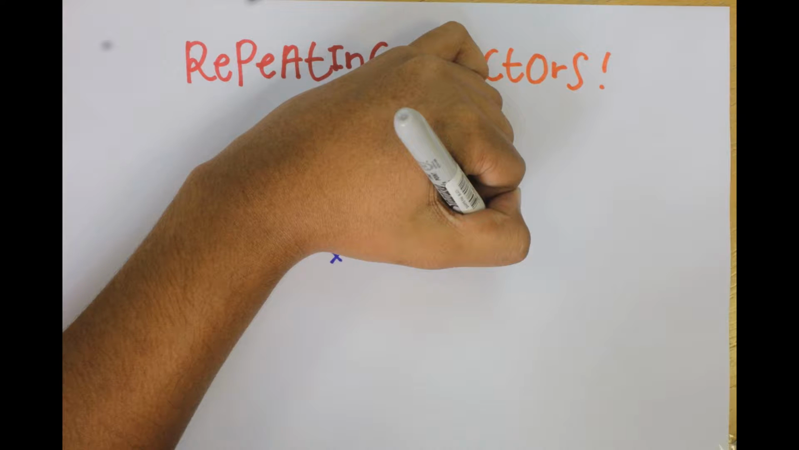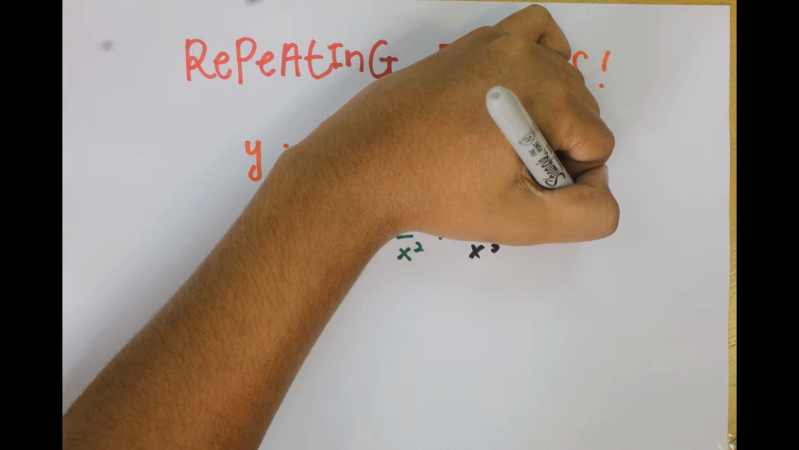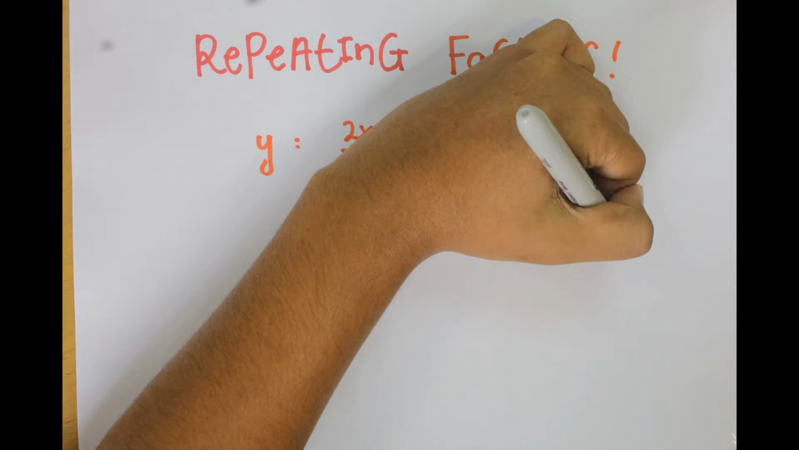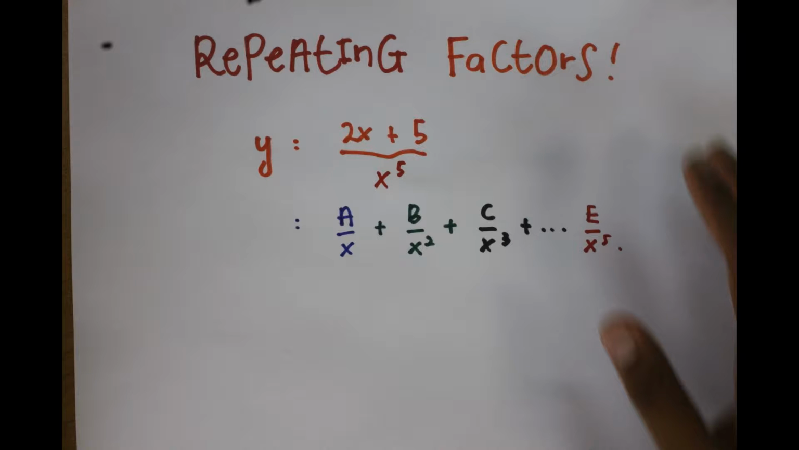Let's say you have an equation like so. To expand this into a partial fraction form, you will probably get a over x plus b over x squared and so on until you obtain e over x to the power of 5. As you can see, in this case, just keep increasing the power of the polynomial until it reaches its limit.